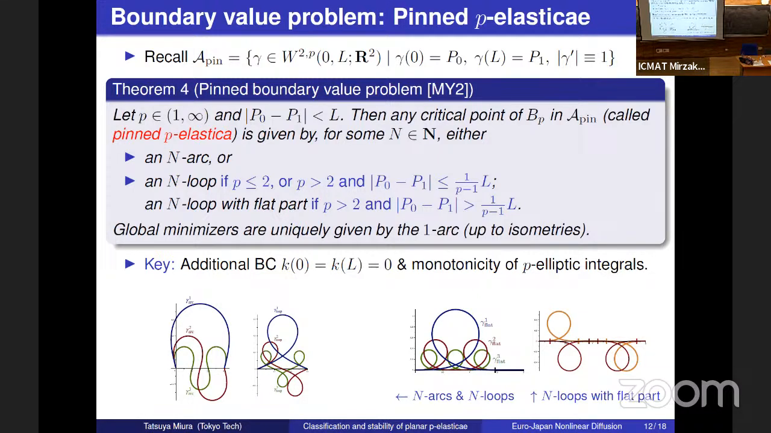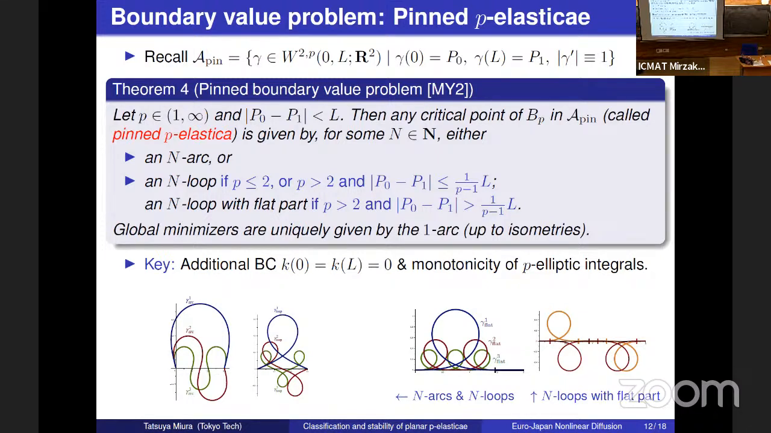Additionally, we can say that among those critical points, the global minimizer is just given by this simple one arc, by computing all the possible energies of those critical points. In fact, we first proved an abstract existence result for the global minimizer, but this is not difficult, it is straightforward. Okay, and this can be done.